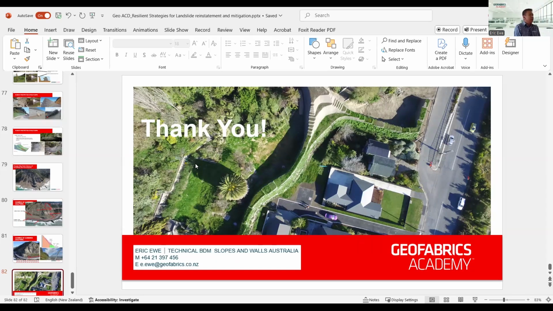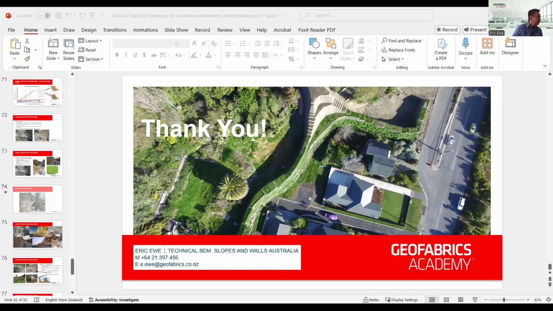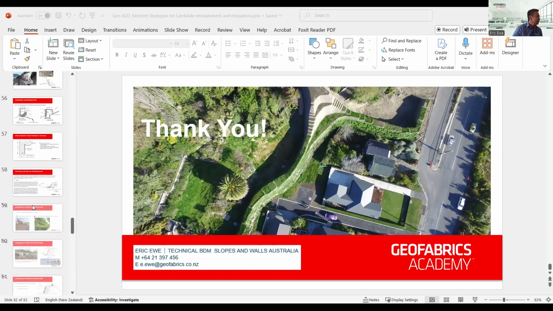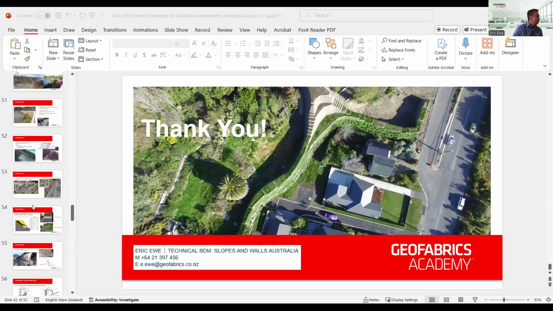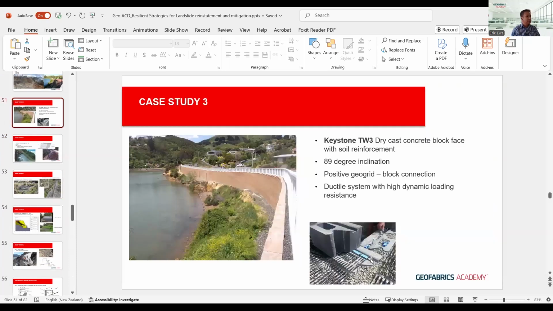First question from Fred: how long did the case study 3 solution take to construct? And second question: how often do you clear the back of the mineral Green Terramesh bund for maintenance? Okay, case study 3. Let's have a look at what the case study is. Okay, this is case study number 3.